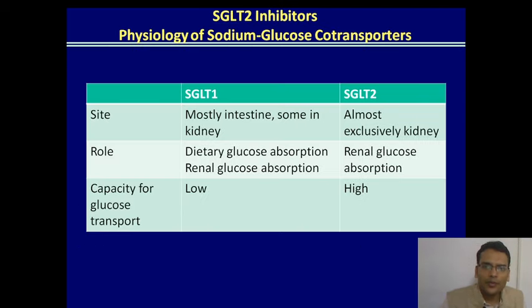Coming on to SGLT2 inhibitors, we know sodium glucose co-transporters are located at two sites. SGLT1 is located in the intestine, but some is also located in the kidney. SGLT2 is almost exclusively located in the kidney. SGLT1 has a role in dietary glucose absorption and renal glucose absorption, especially in the proximal convoluted tubule. SGLT2 has the main role of renal glucose reabsorption.